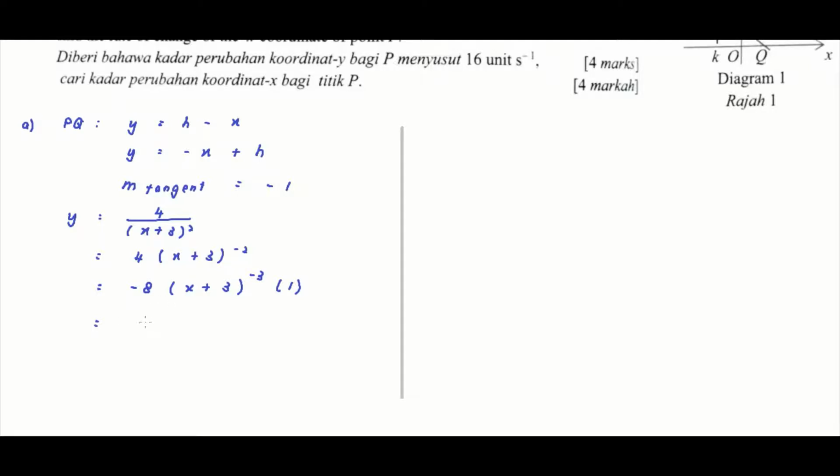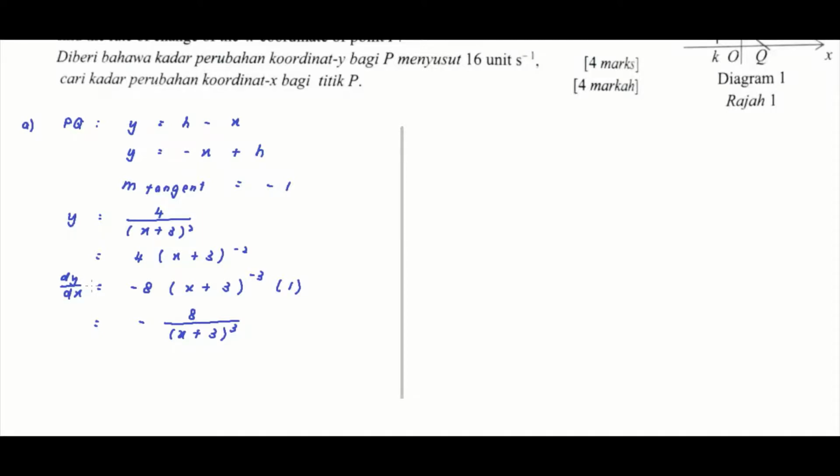After that, we are just going to rearrange it. So -8, and then put it back into fraction form. Okay, so this is what we get for dy/dx. I'm sorry, I should actually write it here. Okay, so this is my dy/dx.